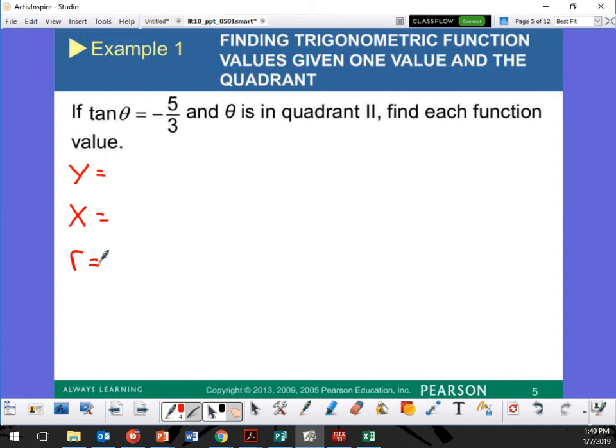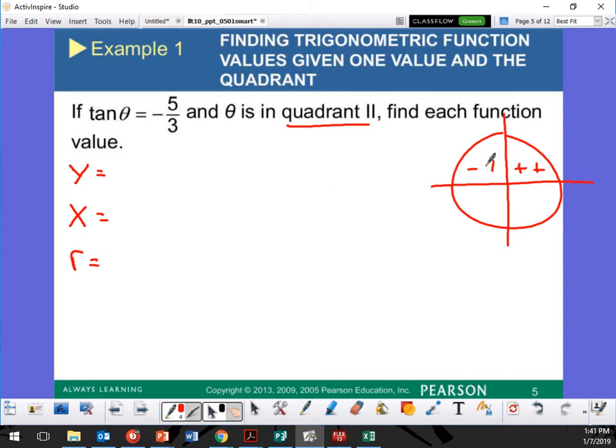So now it says it's in quadrant 2. I'm going to draw a little circle. Here's my quadrant 2. This is plus, plus. This is minus, plus, minus, minus, and plus, minus. So in quadrant 2, which one is negative? X is negative. So what am I going to write for my y value here? 5. What am I writing for my x value? Negative 3.